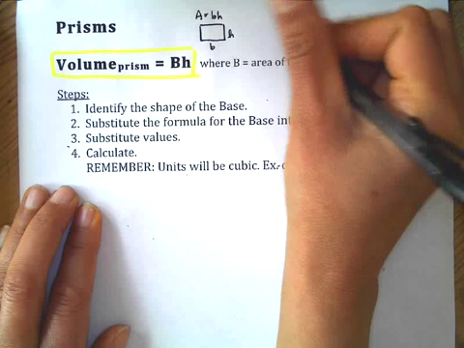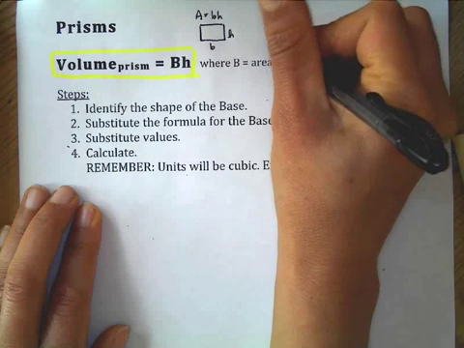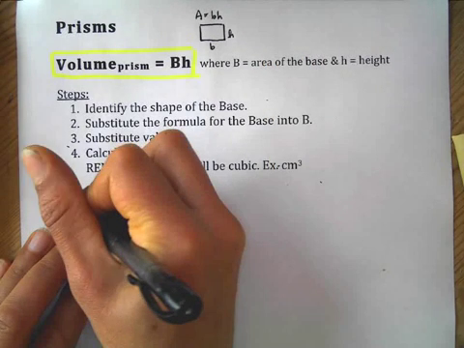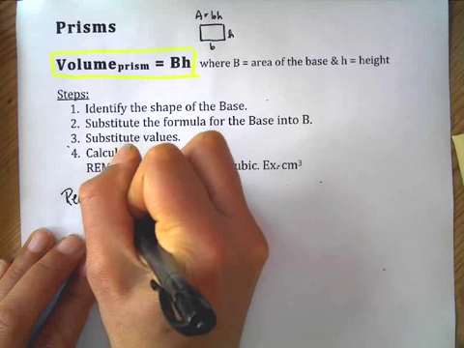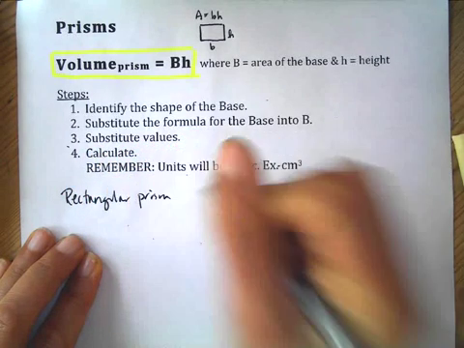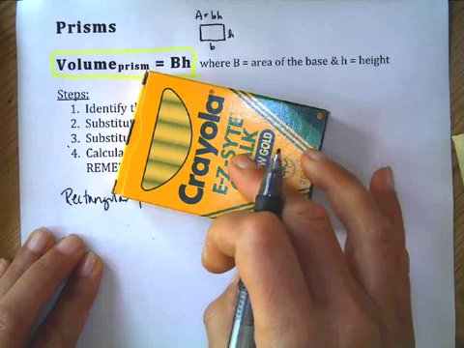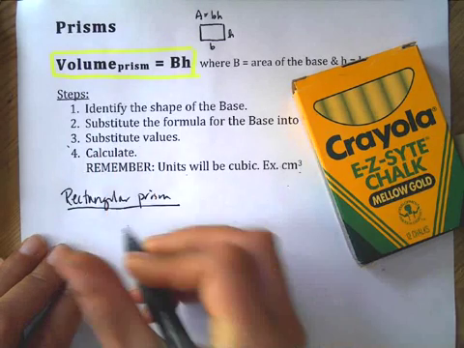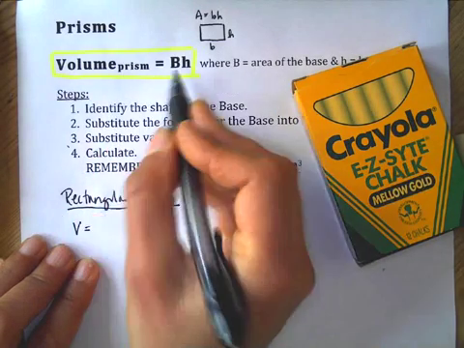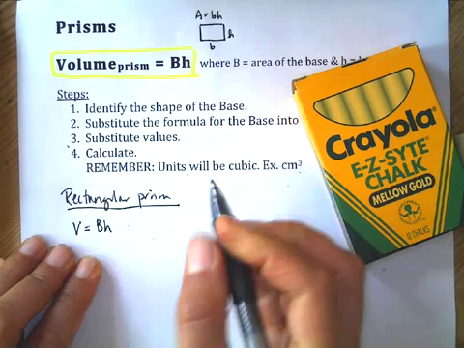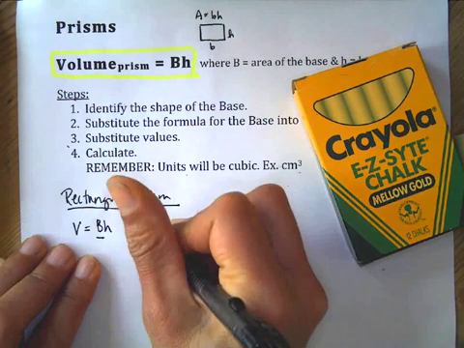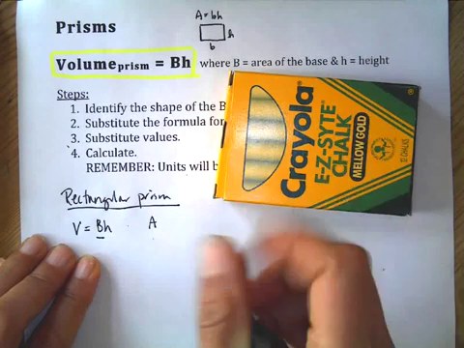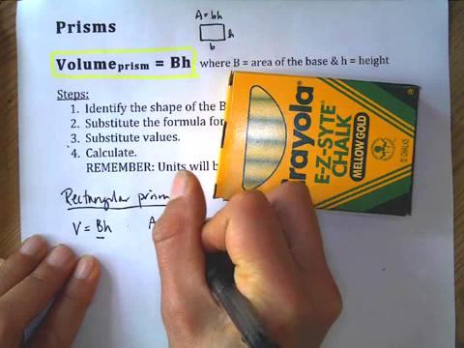But here I'm saying, I want to calculate the volume of this rectangular prism. So the first thing is to identify the shape of the base. It's a rectangle, hence the name. And then I'm going to write my general formula. So here's my general formula. Volume equals base times height. And then I know that the area formula for this base is length times width.